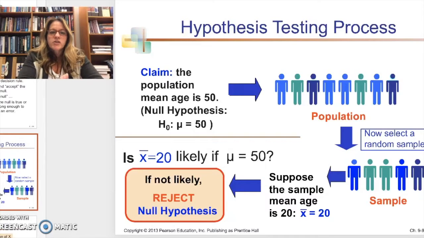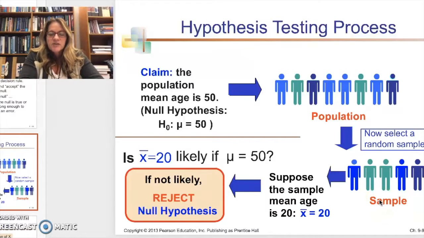Let's look at the situations where, for example, we want to test whether the population mean age is 50. How would we test that? We would collect a random sample of N individuals, and we would compute a statistic that we know is a good estimator for the mean of that population, which is the sample average.